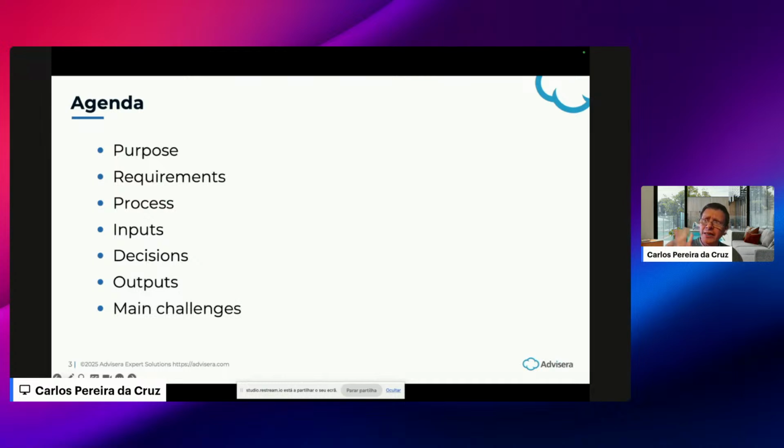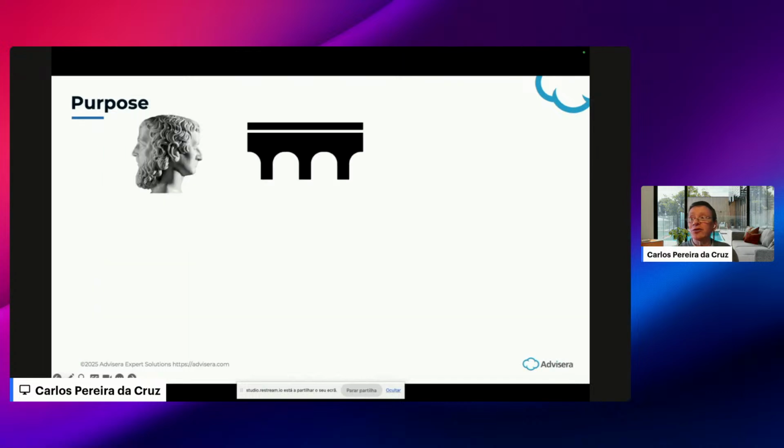Okay, so let's go to the first topic about the purpose. I like to start with that head with two faces. The Romans had a god named Janus, from whom the name January for the first month of the year originates. Janus was the god of bridges, gateways, and transitions. Transitions, a magic word, often depicted with a head bearing two faces. So I encourage organizations to view the management review as a symbolic bridge connecting the past, the present, and the future.